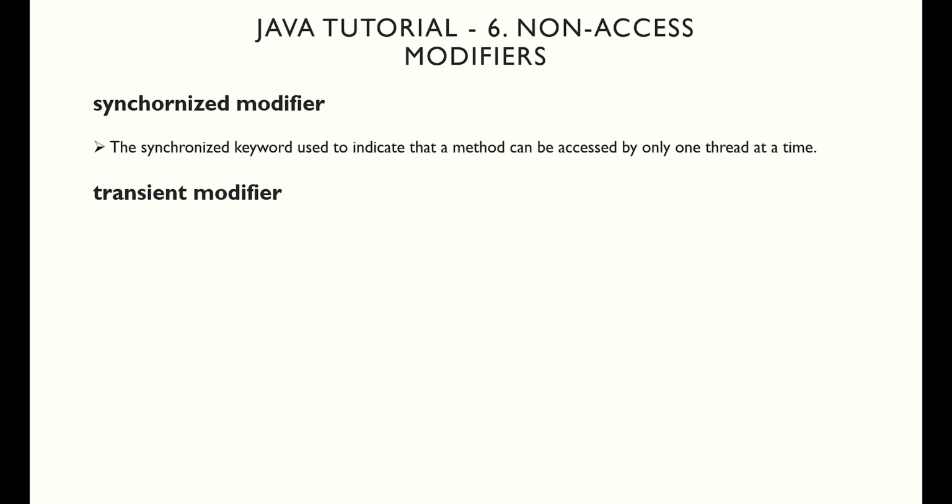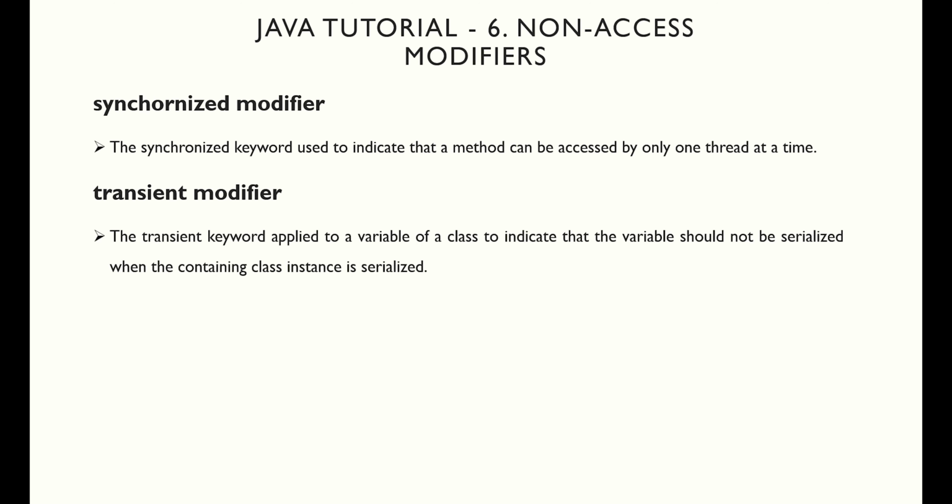Transient modifier. Understanding transient modifier in Java requires prior knowledge of serialization in Java. For now, just remember variables and methods declared as transient are skipped when serializing the object containing them. The transient keyword is applied to a variable of a class to indicate that the variable should not be serialized when the containing class instance is serialized.